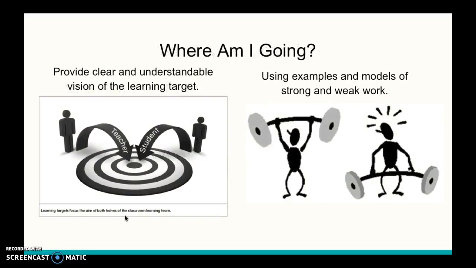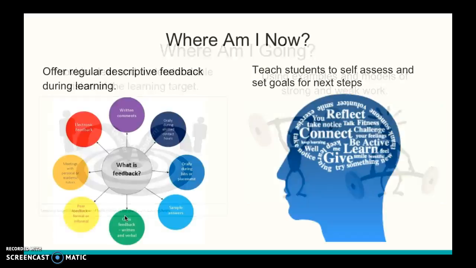As we look at the different strategies, where am I going covers strategies 1 and 2. We need to provide a clear and understandable vision of the target for learning for students, and then provide examples or models of strong and weak work to show them what we're looking for.